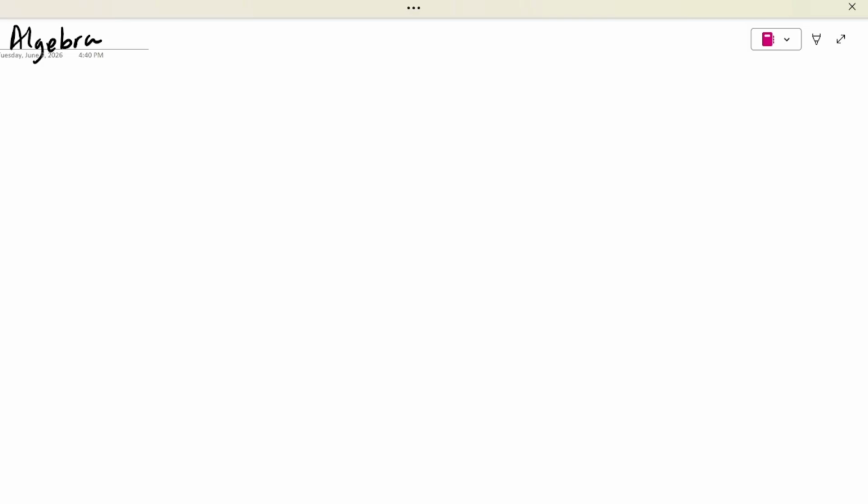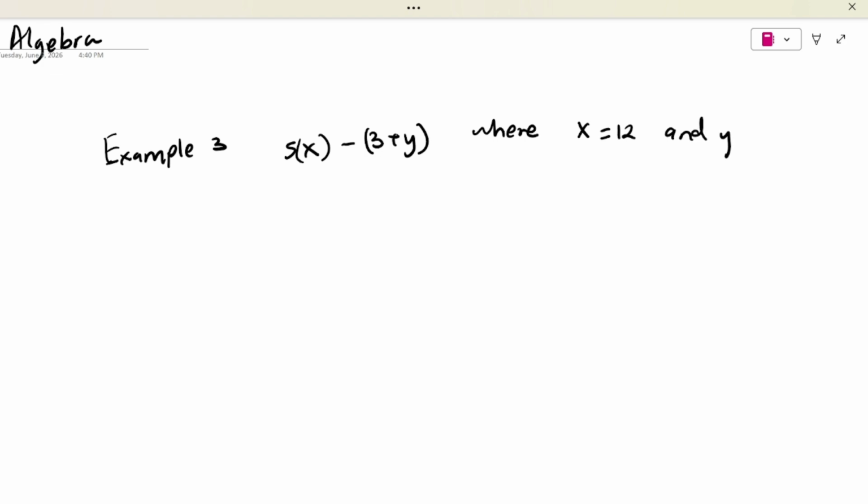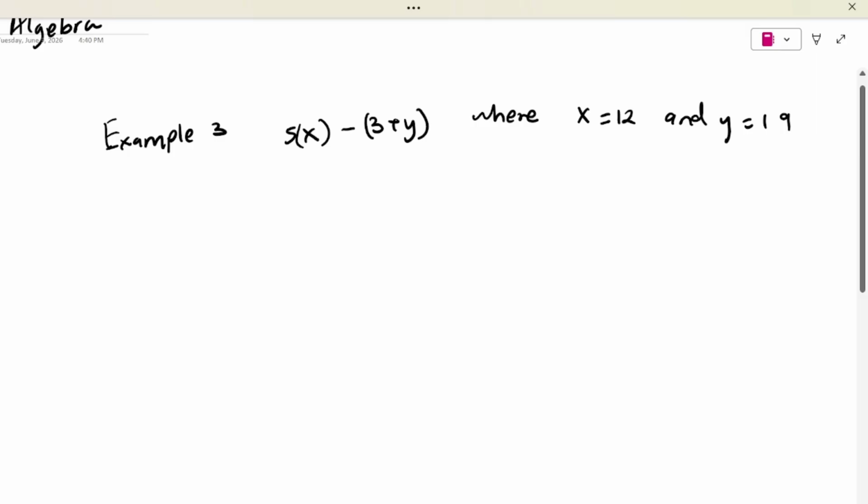So the first example, this is going to be example 3. It's 5x minus 3 plus y, where x is equal to 12 and y is equal to 19. So we are going to solve this equation. You can grab your calculator or you can use your mind. For me, I am going to use most of my mind right now. I like to solve the problem using my mind.